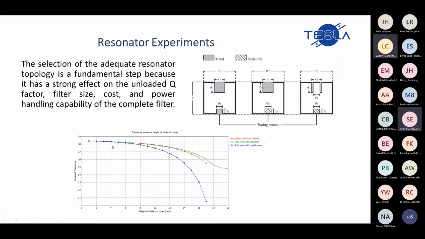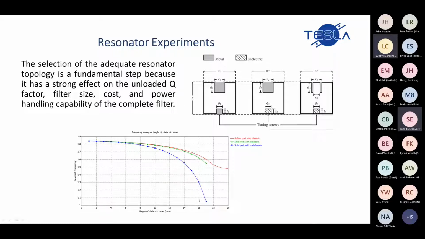Let's move to the first step. These are the traditional rectangular cavities which have a combline topology, and the basic way to tune a filter is to exploit this capacitive gap in order to tune with the metallic screws. We carried out the experiment to see the behavior of the frequency using the eigenmode solver, and we can see from this graph the frequency changes as we move the height of the screw.